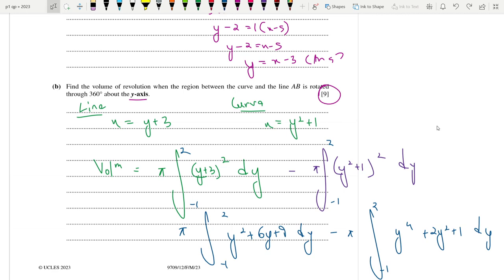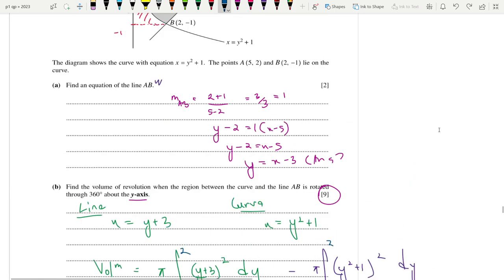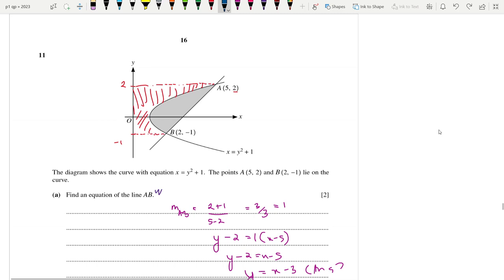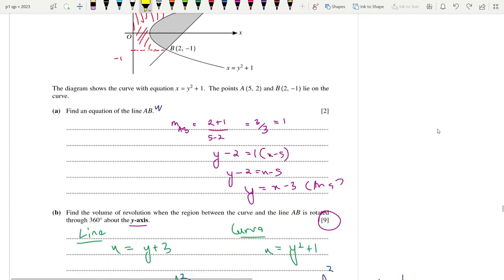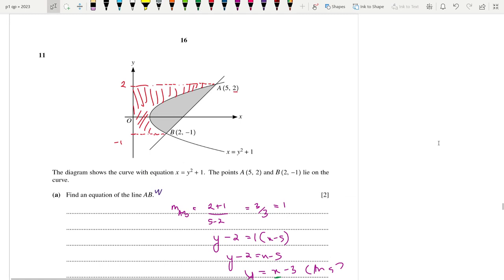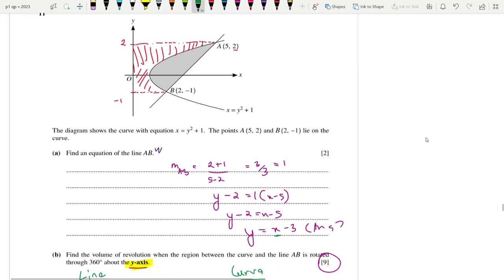Or I did it together here. It's fine. You can do it any way you want. And make sure you do something else. When they say it is rotated about the y-axis, the first thing is the limits need to be taken from the y-axis. Also, you need to make x the subject because we are going to integrate with respect to y. So let's make x the subject.